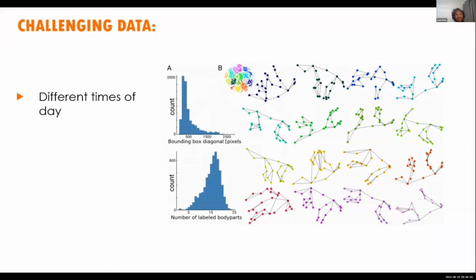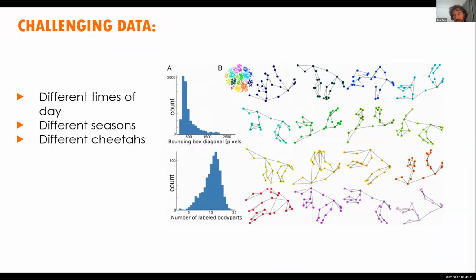But this is a really, really challenging data set. So as you can see from the video, like the different times of the day, different seasons, because we sort of collected this over a period of 3 years. We had different cheetahs. You see, one of them was even a subvariant of the cheetah called the king cheetah. Angles, distances, occlusion is a terrible problem.